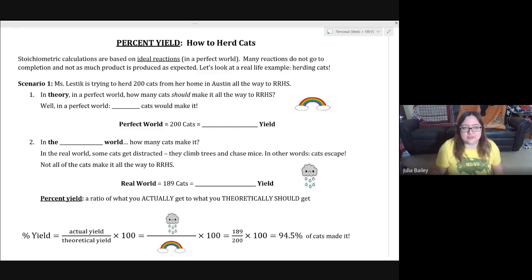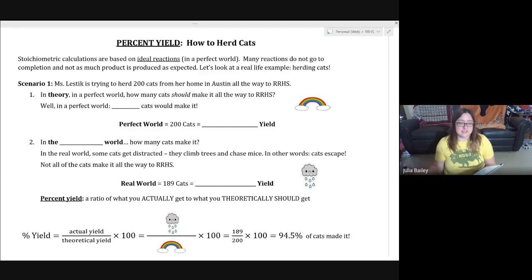When we do stoichiometry, that is always based on an ideal reaction in a perfect world. A lot of reactions do not go to completion, which is what it's called, where not every reactant turns into a product. You don't always get what you expect to get. And so our real life analogy example is herding cats.